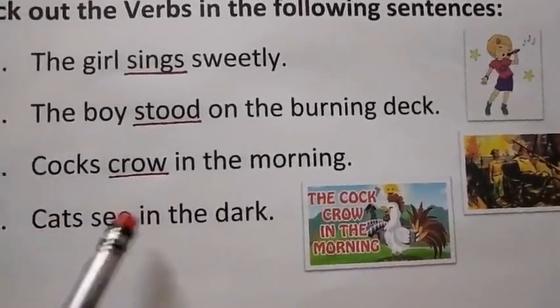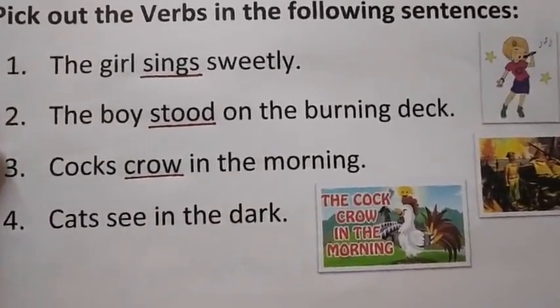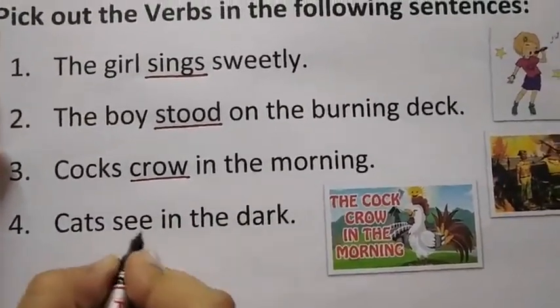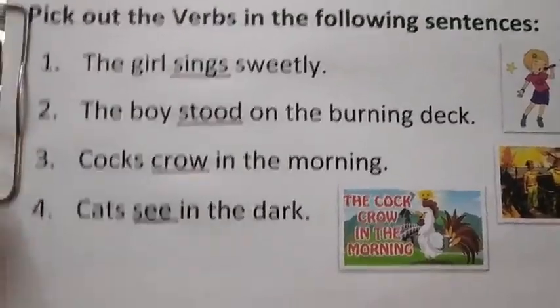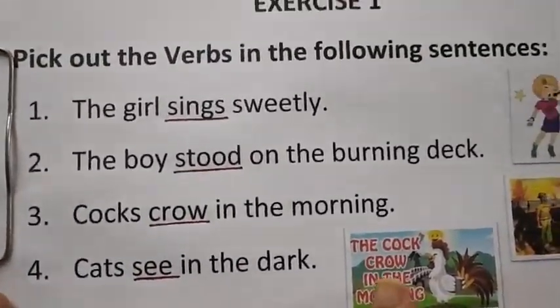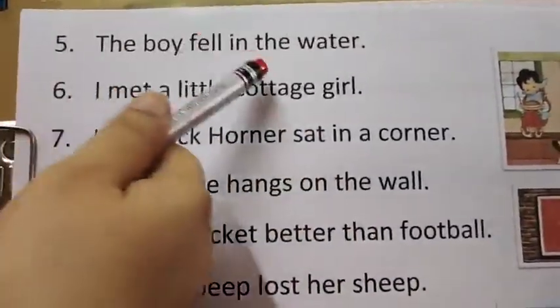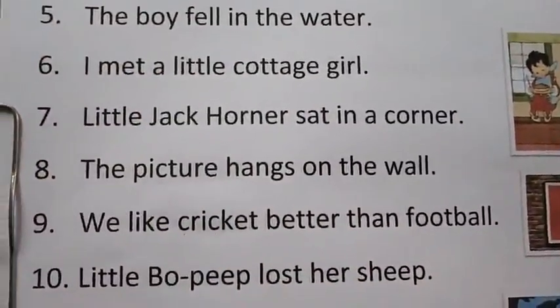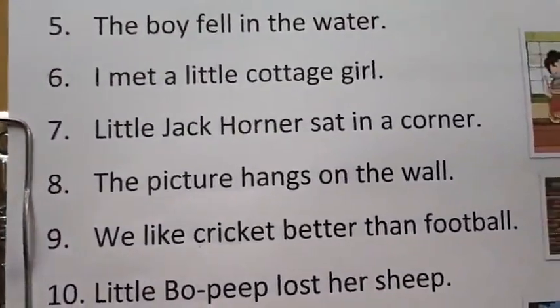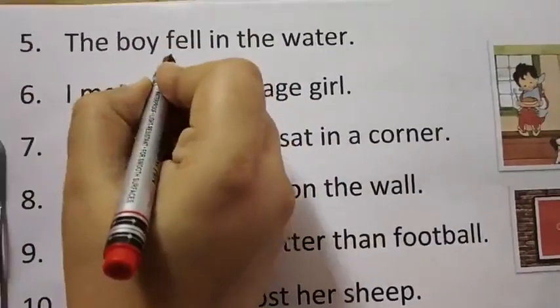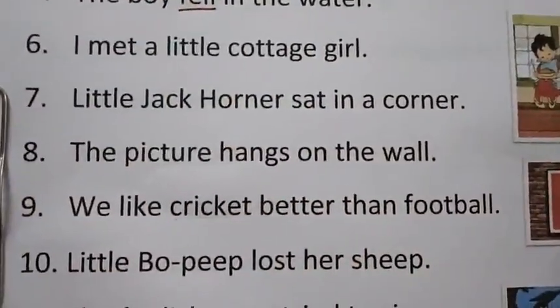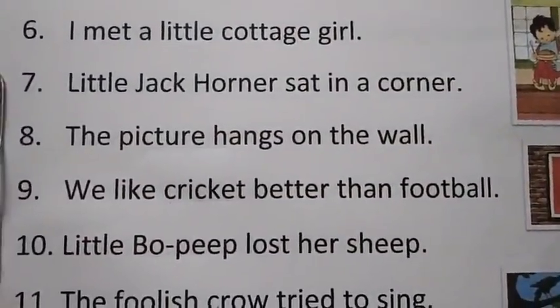Fourth, cat see in the dark. What is the action? What is the verb? See. Now, fifth part is, the boy fell in water. What is the action performed by the boy? Fell. Underline. Fell.